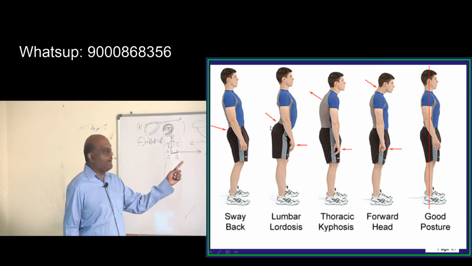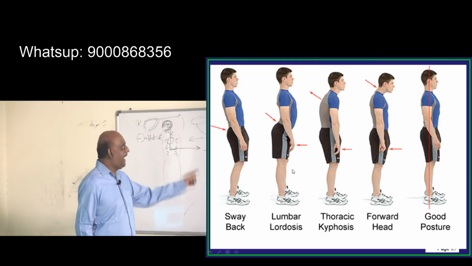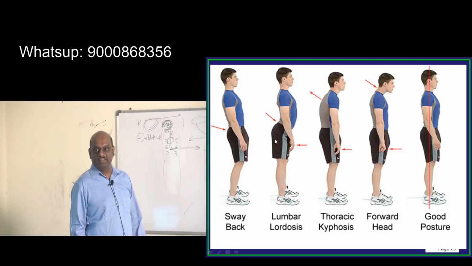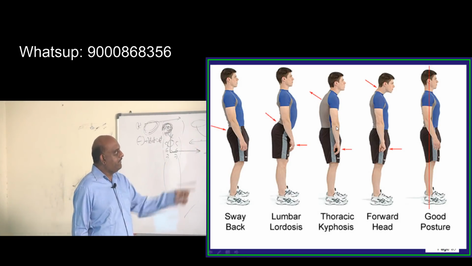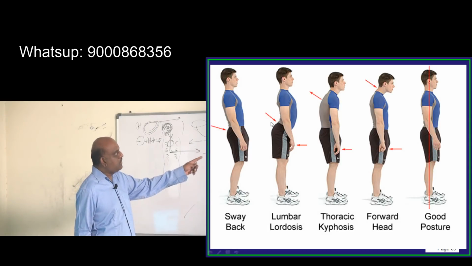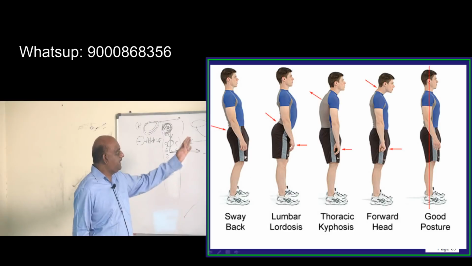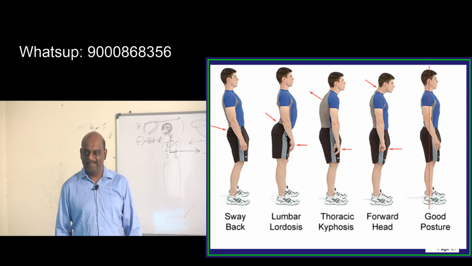Lord Mountbatten, like that. So anterior curvature is lordosis. Then backward curvature is kyphosis. Normally lordosis will be there, but if it is missing, then how will the person be? He will be swaying back and walking, right?